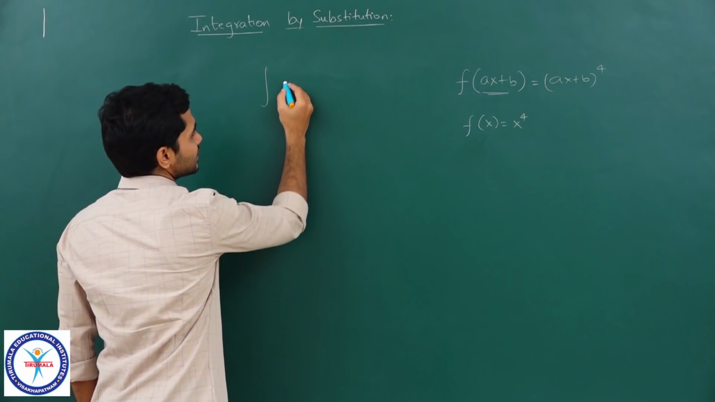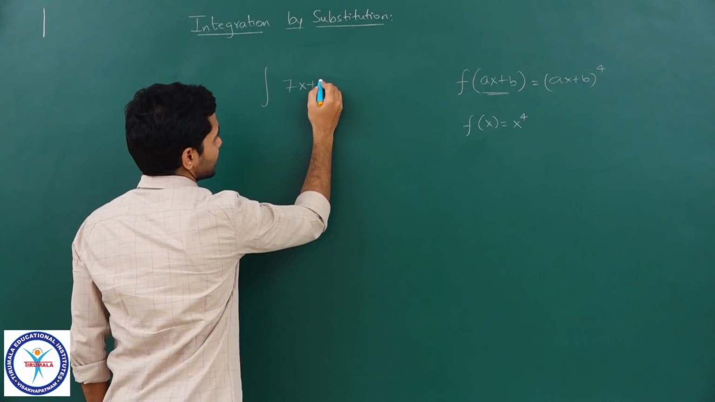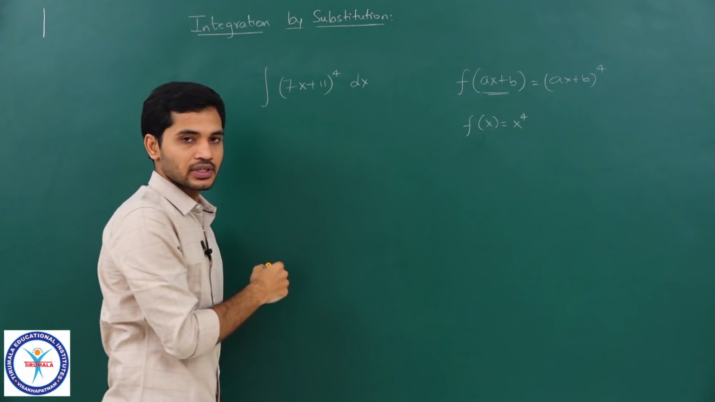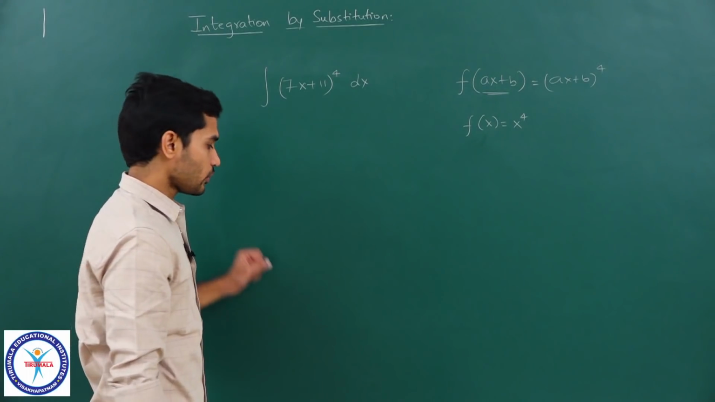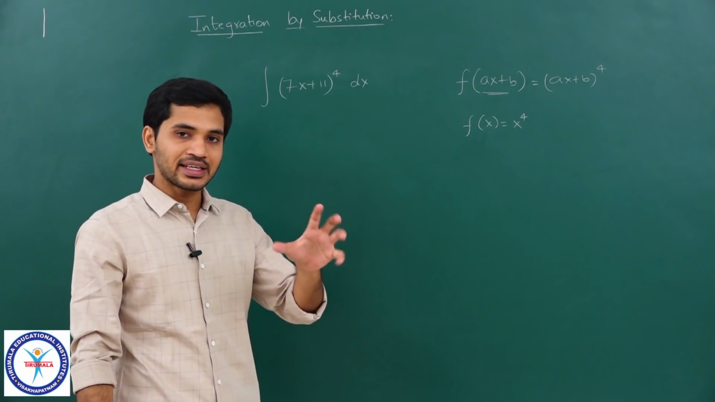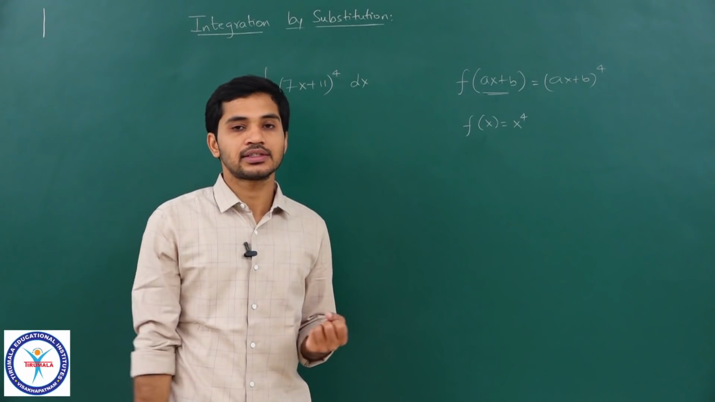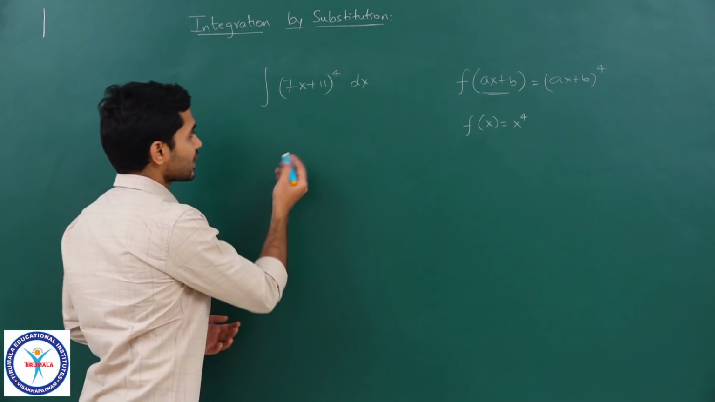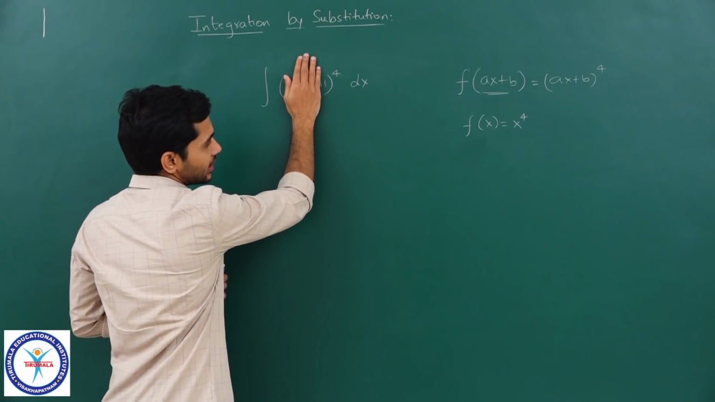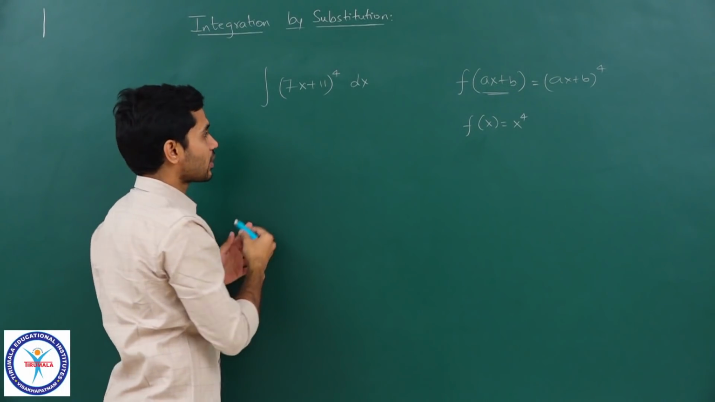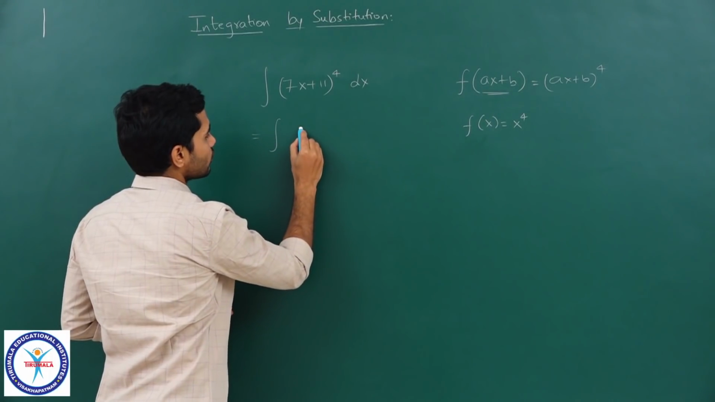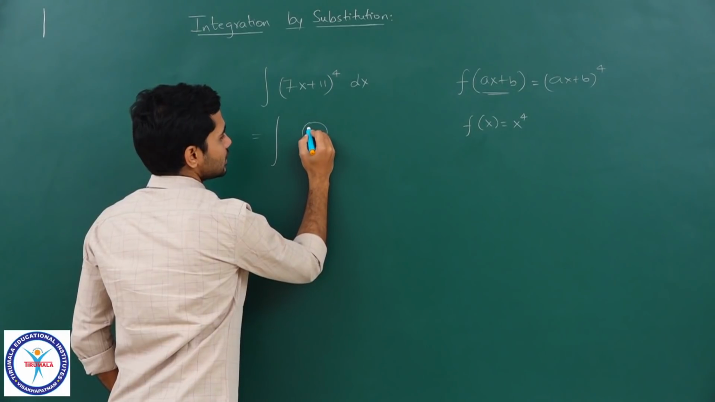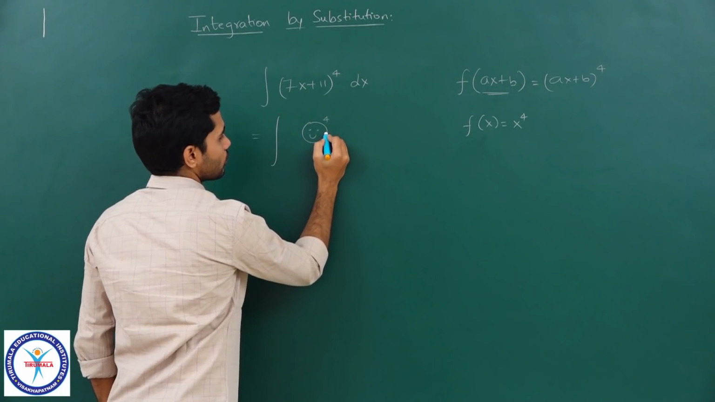So, for example, let us say I take the integral of (7x plus 11) whole power 4 dx. Let us say this is our expression which we need to integrate. Remember the Smiley replacing method which we discussed in differentiation, right. We can do this by a similar method. I will forget whatever is inside, and understand that as a Smiley. So, this becomes integral of Smiley power 4.